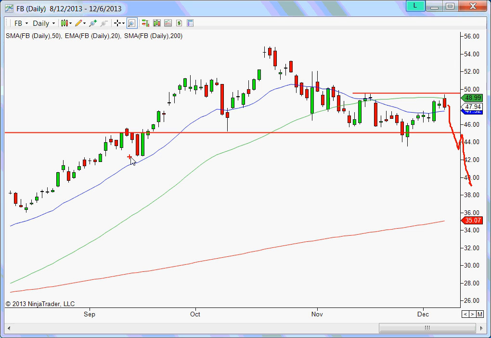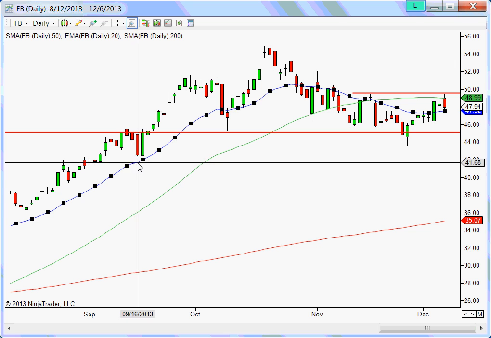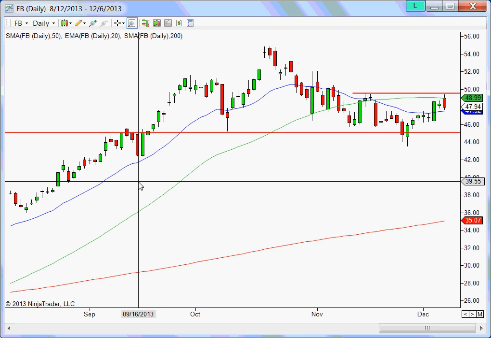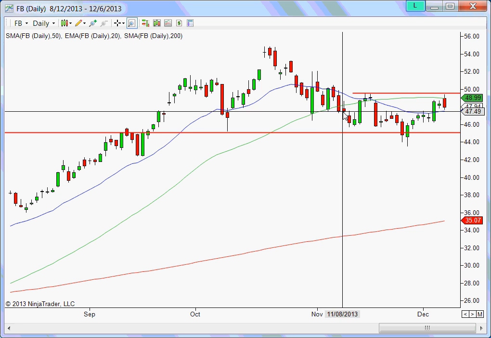Then we might be looking at maybe possibly it comes back down and tests this 42 area, because this has kind of established some sort of support level there. So that would be one of the supports that I'd be watching, at this particular level here, which is the 42.50, somewhere around that 42.50. So that's basically what I'm looking at on Facebook.